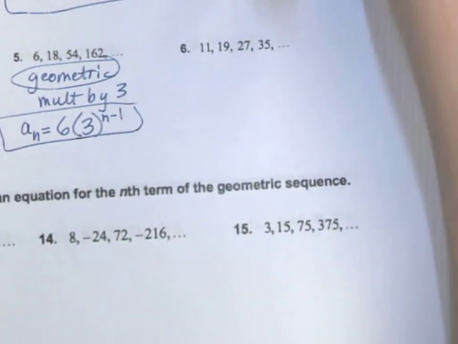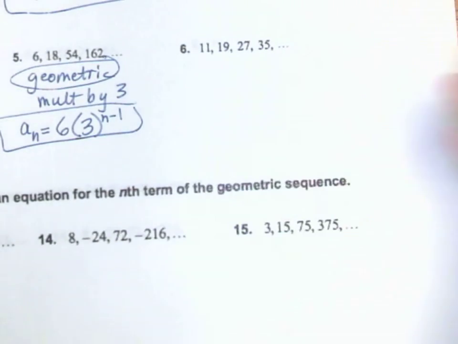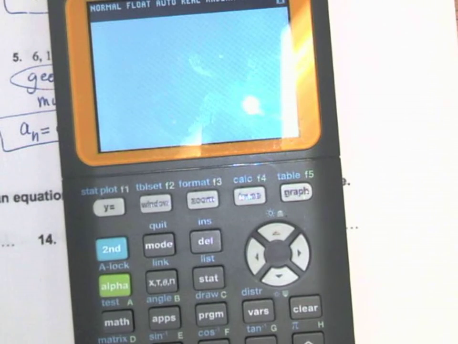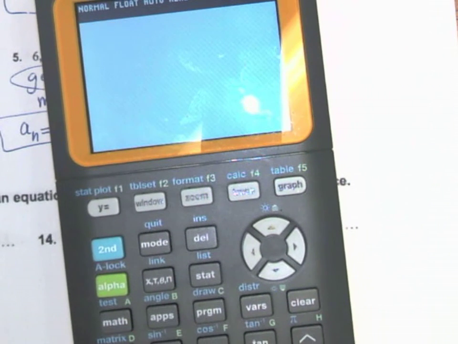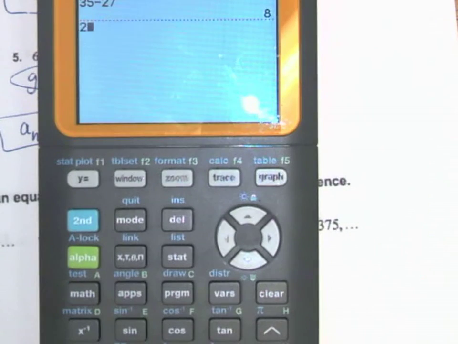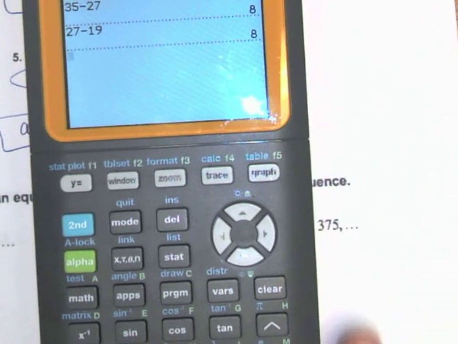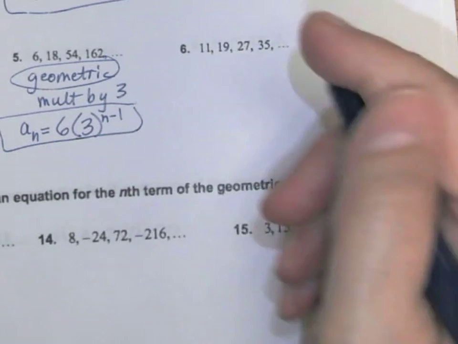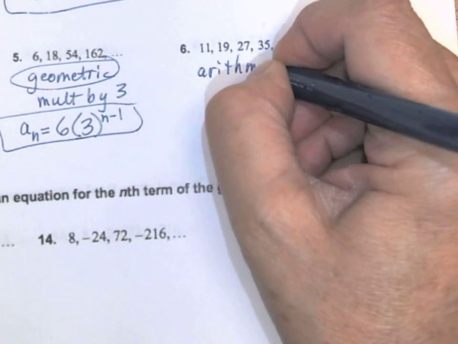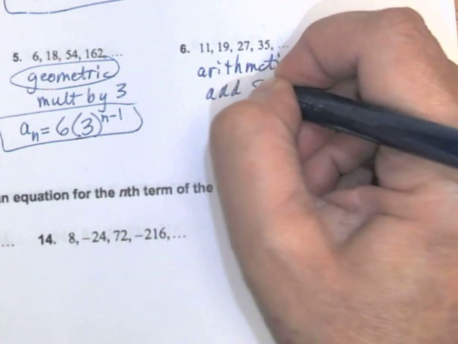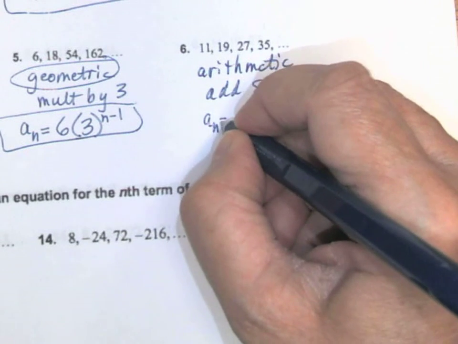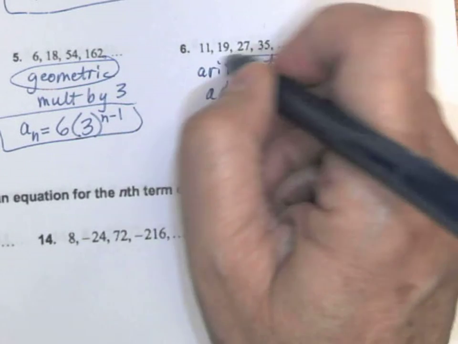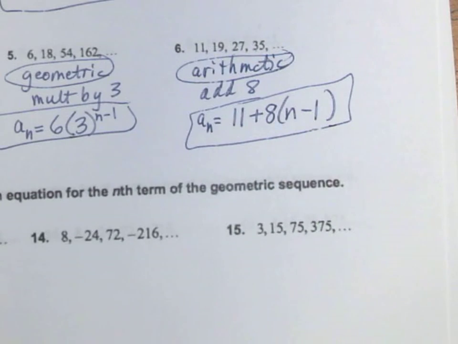Let's do the last one. Okay, it doesn't look like it's multiplying. It's not getting big fast enough. What is 35 minus 27? It is 8. What is 27 minus 19? It is 8. What is 19 minus 11? 8. Therefore, we are adding 8 every time. So it's arithmetic. We're adding 8. And so a sub n equals, start with your first term, plus 8 times n minus 1. So it's arithmetic, and there's our equation.